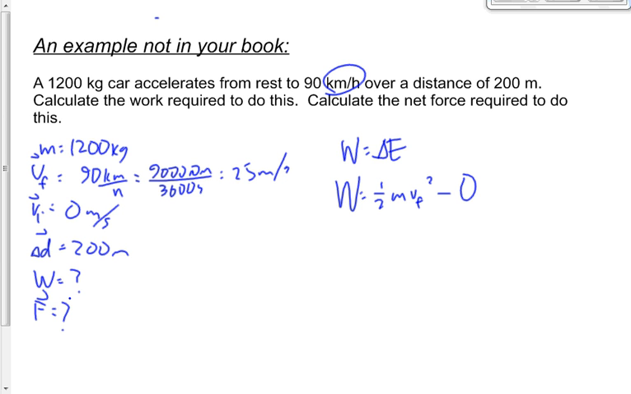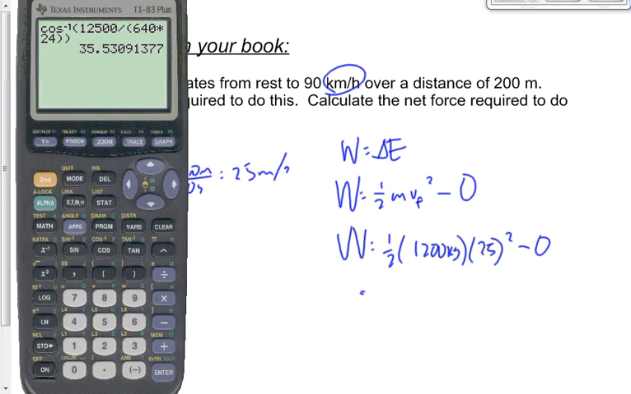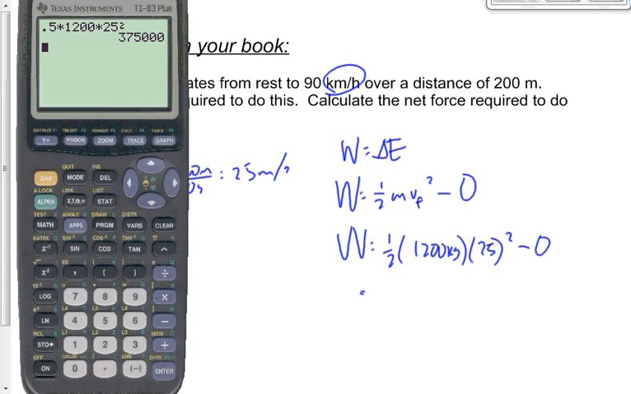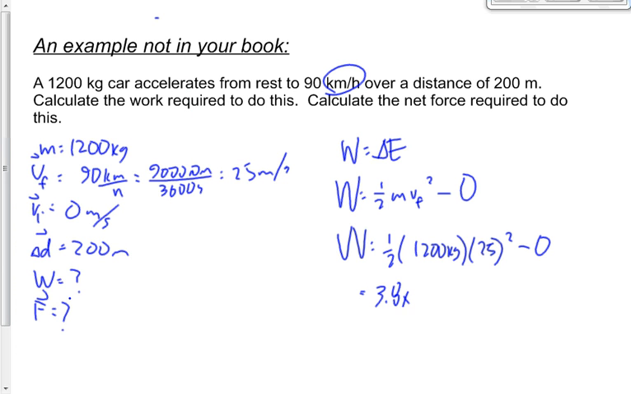All right. W is equal to 1/2 m Vf squared minus 0. 1/2 of 1,200 kilograms times 25 squared minus 0. Let's figure out what this is. So 0.5 times 1,200 times 25 squared minus 0. It's 375,000, or 3.8 times 10 to the 5 joules.